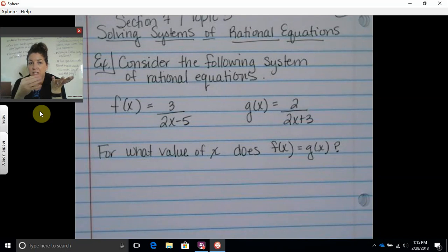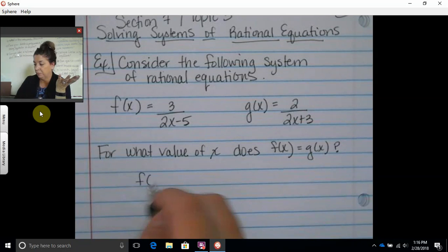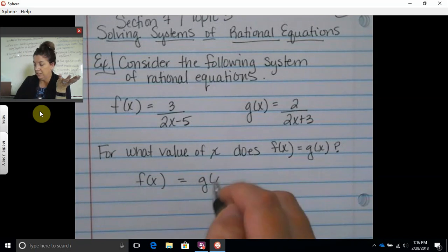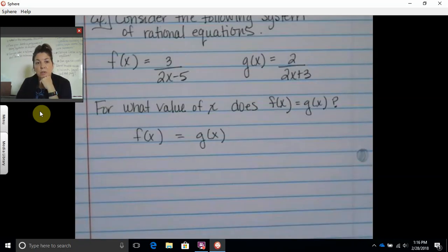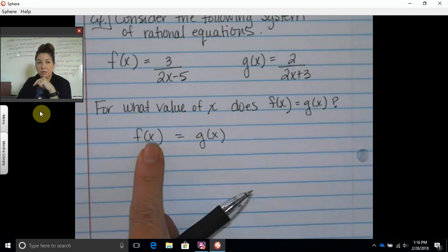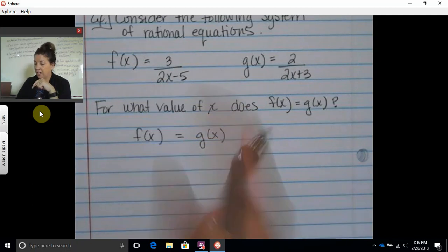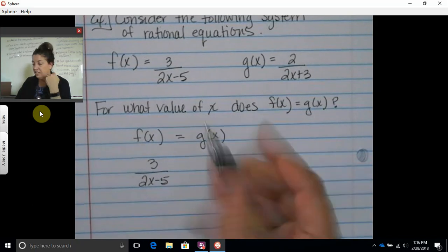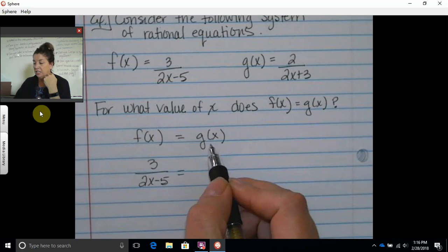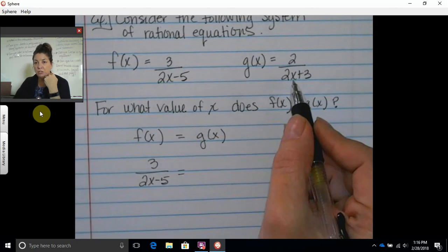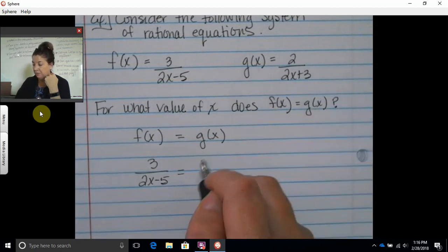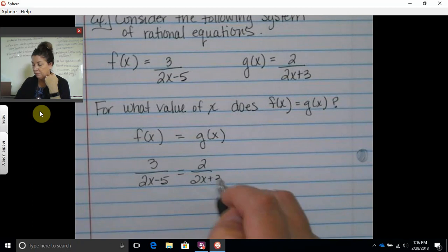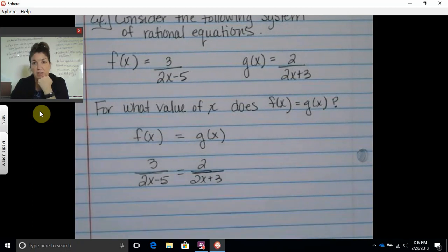I want to know when does function f equal function g. And I taught y'all how to do this when we were doing systems with quadratics. We did the same method, okay? So function f, we are going to substitute in 3 divided by the quantity of 2x minus 5. And we're going to set that equal to function g. It's equal to 2 divided by the quantity of 2x plus 3. So we just use substitution right there, right?